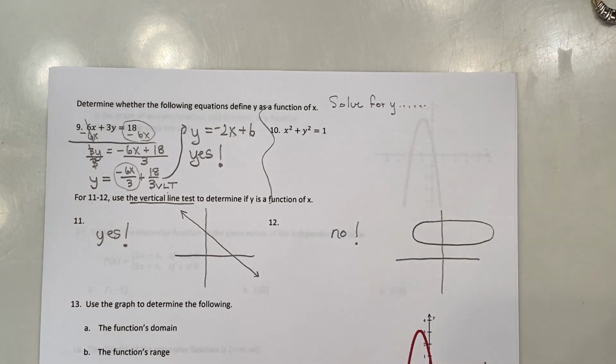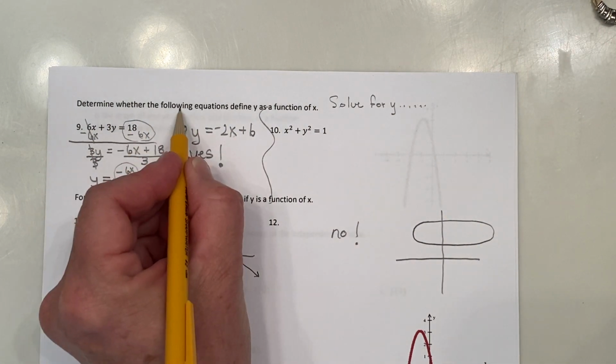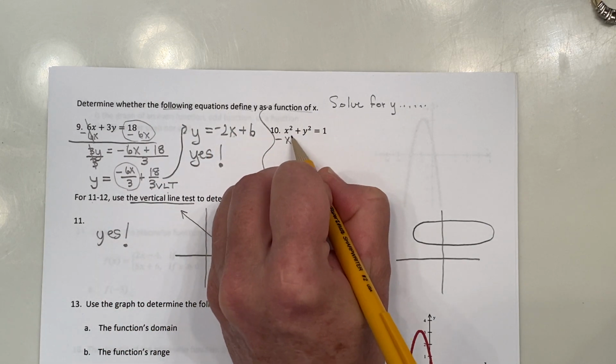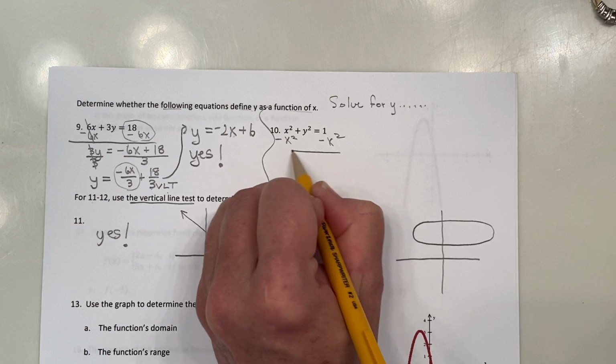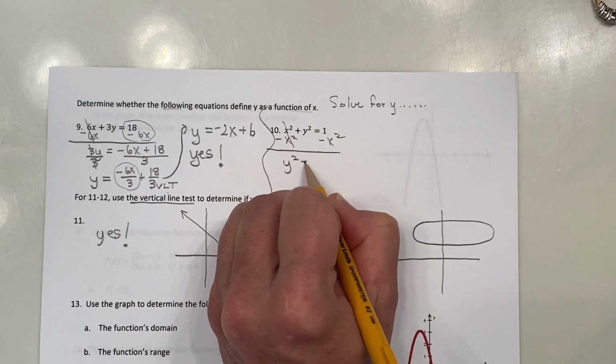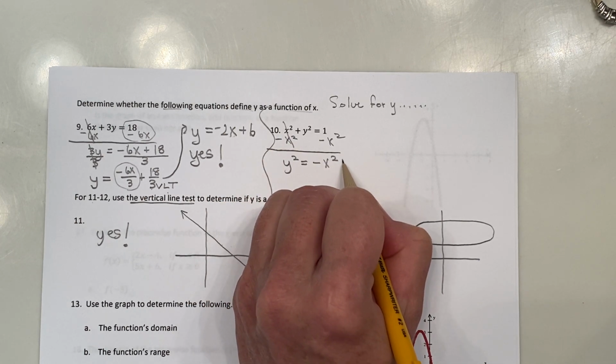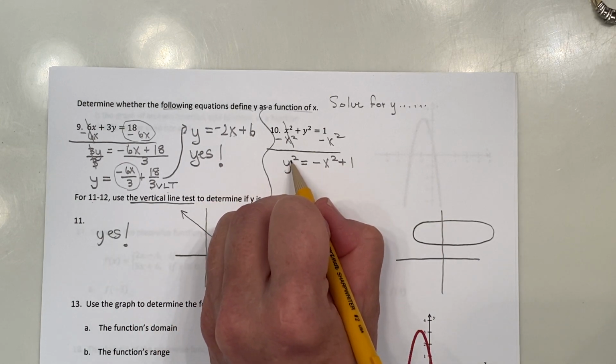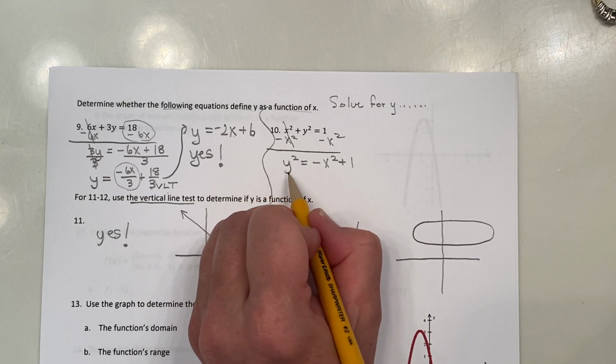All right, let's look at 10. So what do we do? Determine if the function defines y as a function of x. Okay, got to get y by itself. So let's subtract x squared from both sides of the equation. I'd put negative x squared plus 1. Doesn't matter the order. Oh, I have an even exponent. I think I want to say no, and I'm probably going to.